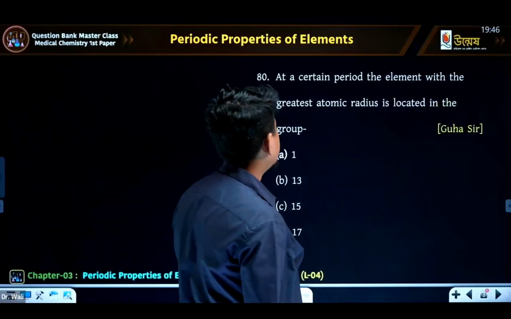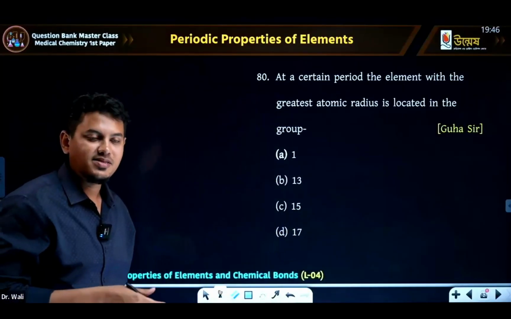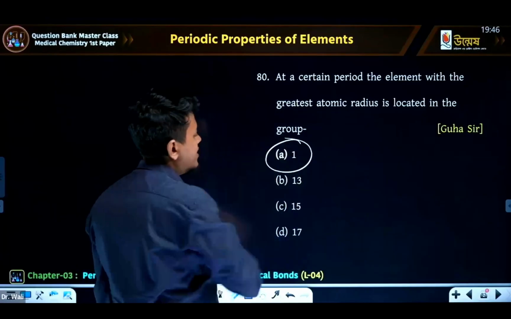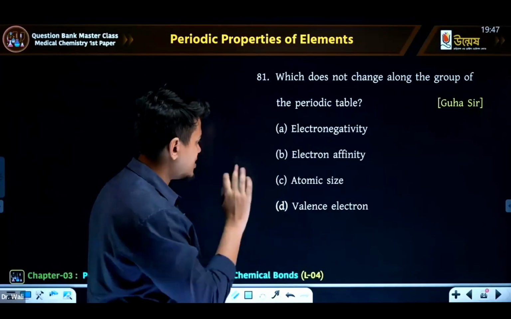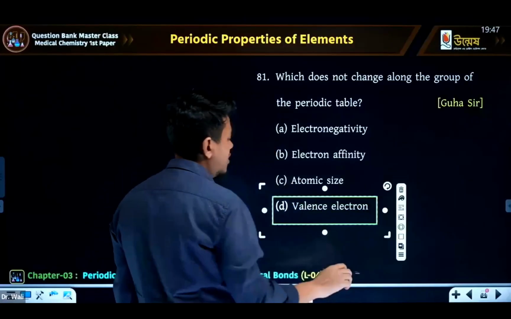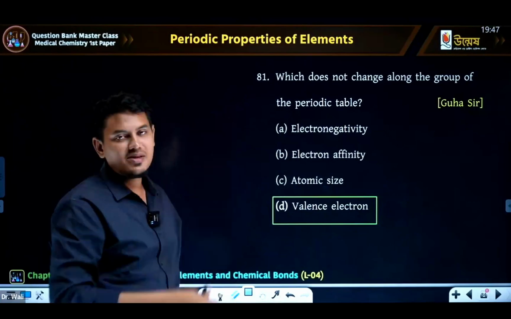At a certain period, the element with the greatest atomic radius is located in which group? Group 1, but at the 7th period. So the answer will be A, which does not change along the group of the periodic table. Electronegativity changes, electron affinity changes, atomic size changes, but the valence electron count always remains the same. In fact, it determines the identity. By determining the valence electrons, we can determine the group.